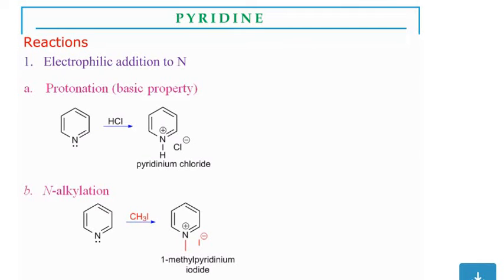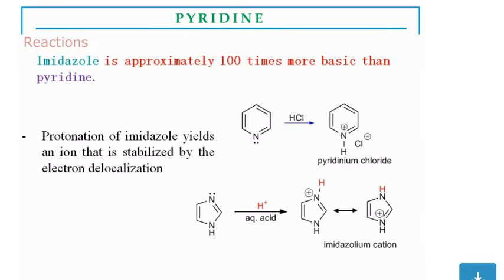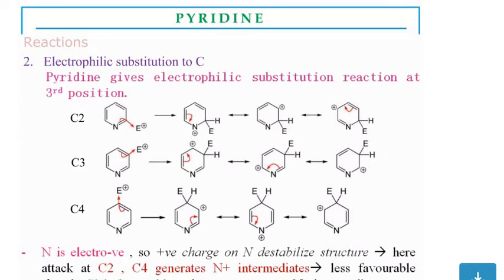Now reactions, electrophilic addition to nitrogen, protonation occurs at nitrogen, and alkylation occurs at nitrogen. So imidazole is approximately 100 times more basic than pyridine. You can see the formation of pyridinium chloride and formation of imidazolium cation is resonance stabilized.